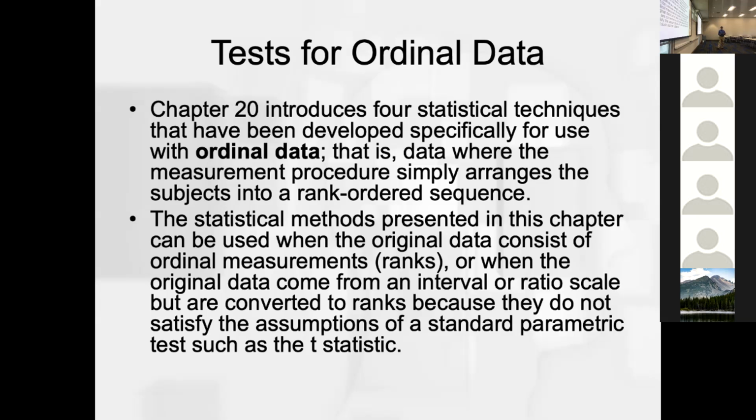So the statistical methods presented in this chapter can be used when the original data consists of ordinal measurements, or it comes from an interval ratio scale, and we convert them to ranks, because they don't satisfy the assumptions of that standard parametric test that we use, like a t-statistic.